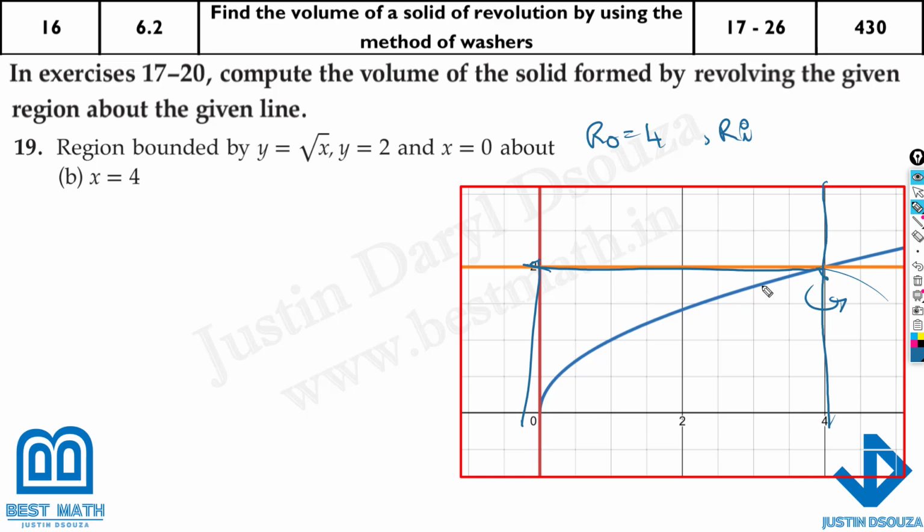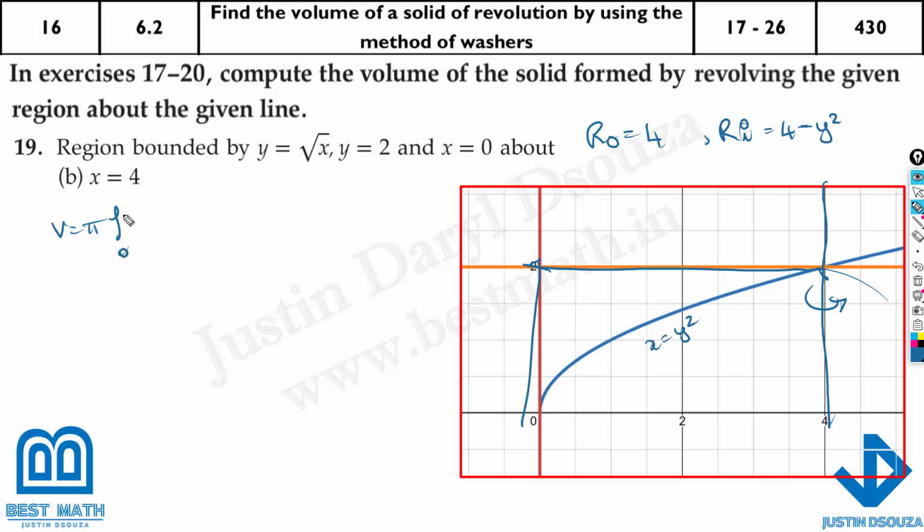R inner will be 4 minus the inside one. It will be 4 minus, what is this part with respect to y? I mean, x is equal to, what is it? Y squared, right? So it will be 4 minus y squared. These are the two radii, outer radius and inner radius. So now I just put it in the formula, pi integral.